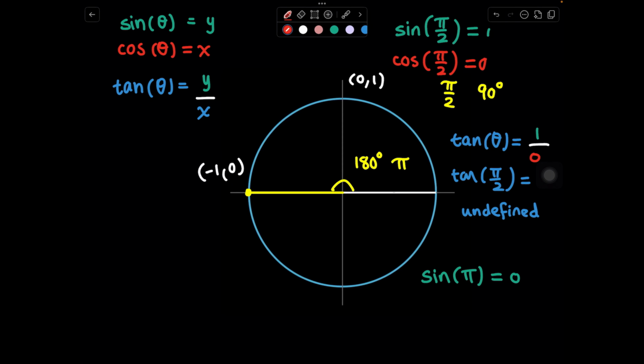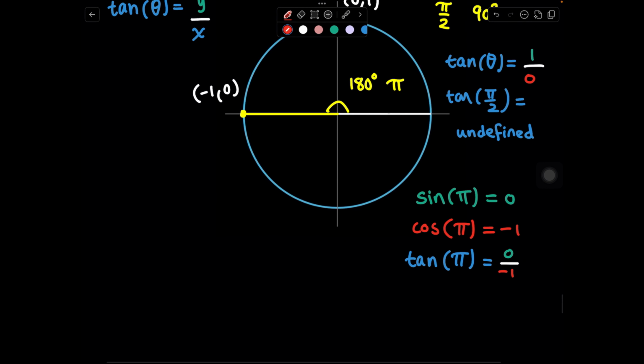What about cos of pi? Looking at that, our x coordinate is -1. And then finally, tan of pi is our y coordinate, which is 0, divided by our x coordinate. What's 0 divided by -1? Well, it's 0. So tan of pi is equal to 0.